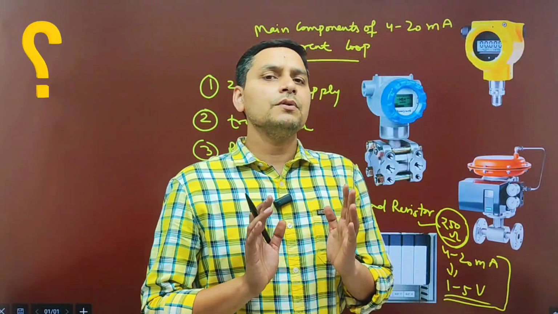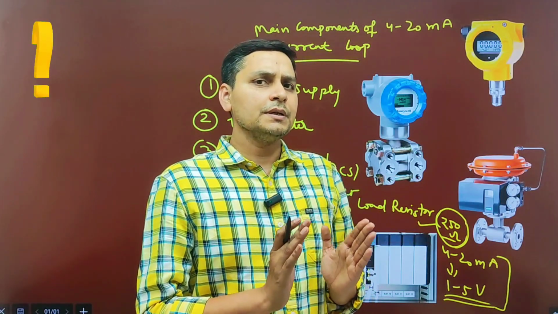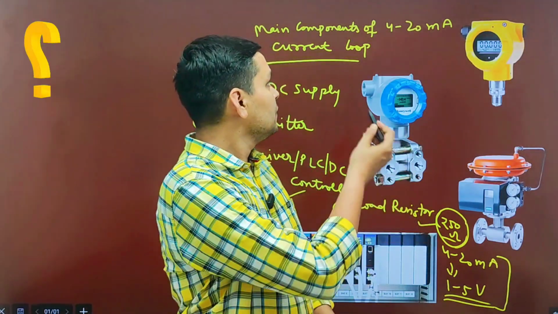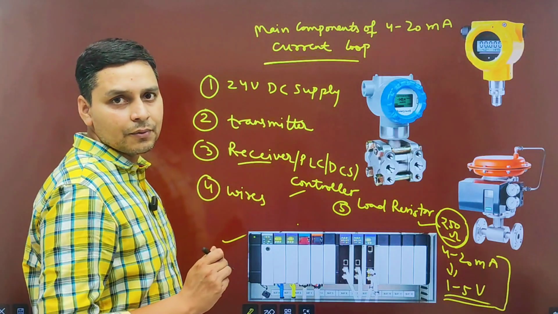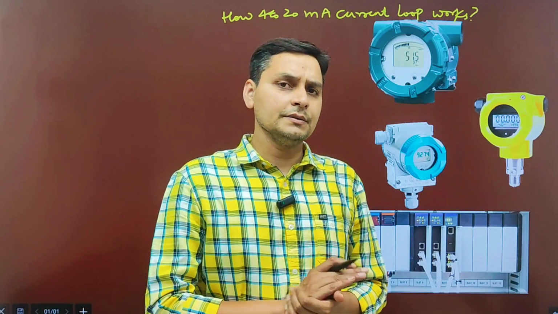Here is one question for you, friends. Which comes under this 4 to 20 milliampere current loop: a smart valve positioner or an electropneumatic valve positioner? Reply in the comments. Now we will discuss how this 4 to 20 milliampere current loop works.